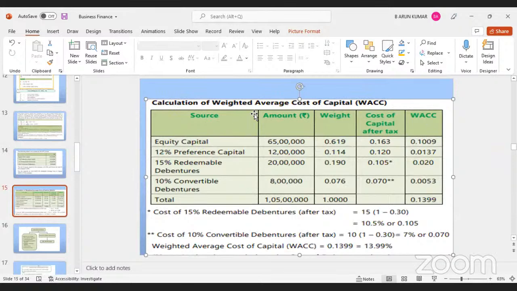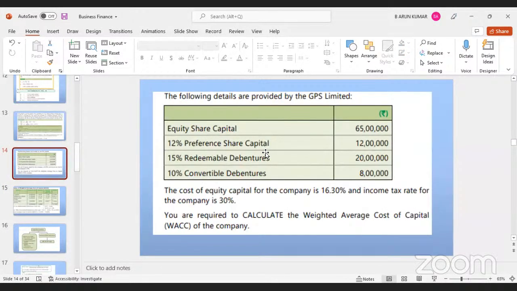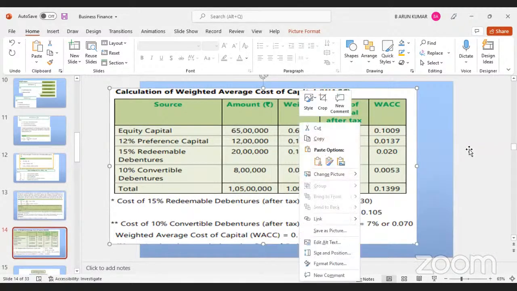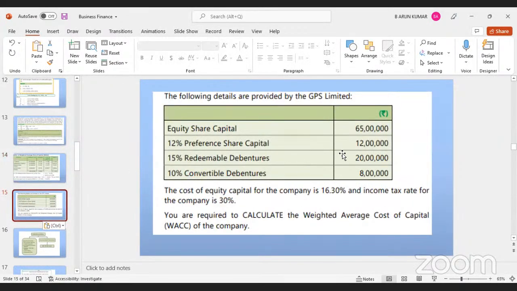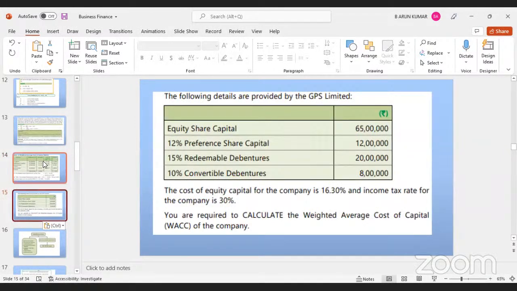Okay, this is the pro forma, and these are the sources. We are using different types of sources, that is equity capital, preferential shares, redeemable debentures, convertible debentures. This is the amount from the previous slide. This is what they are giving to us, and what they are asking is the weighted average cost of capital. So we have incorporated the values here.